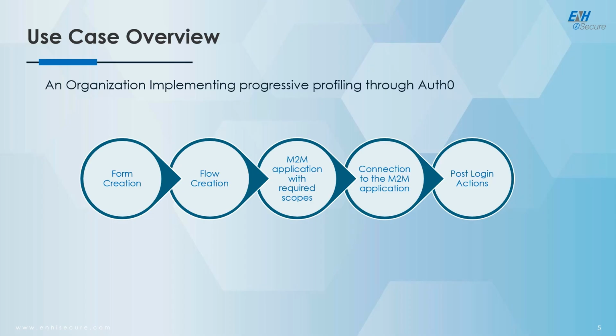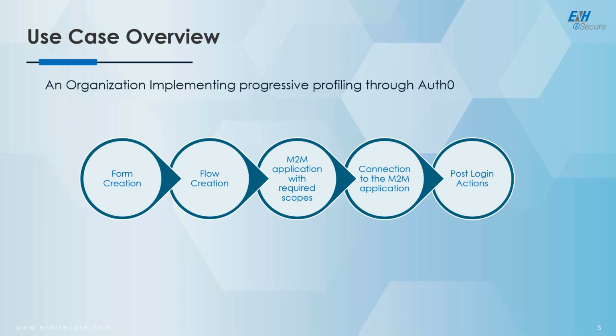Let's take a look at a use case: an organization implementing progressive profiling using Auth0. This flow outlines the 5 key steps in the process. First is form creation. This includes designing dynamic forms to collect user data progressively. Next, we'll create flow creation. This is for building the logic that determines when and how additional data is required.